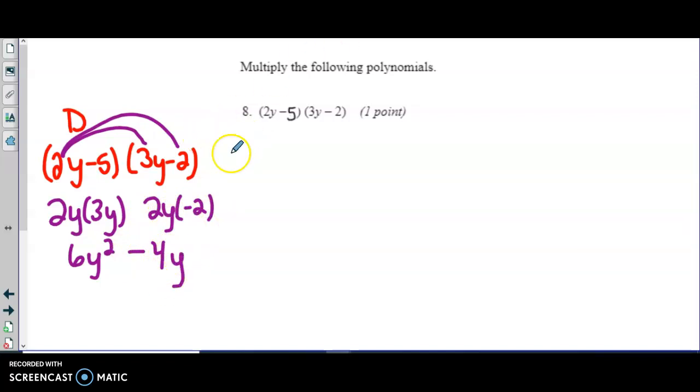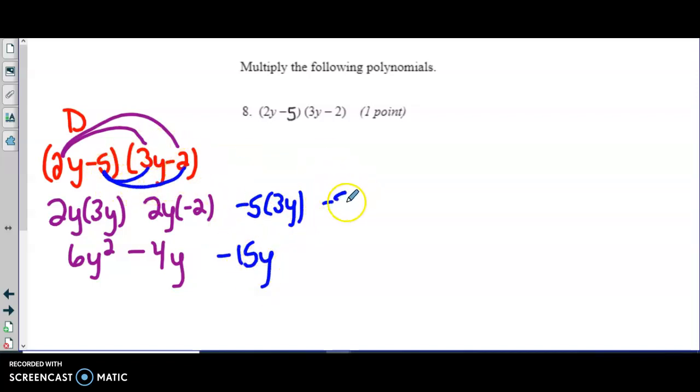But we're not done. We also have to distribute the negative 5, so we'd have to do negative 5 times 3y, which would give us negative 15y, and then we would have to do the negative 5 times negative 2, which gives us a positive 10. So we have to distribute the first term to each of them, and we have to distribute the second term to each of them. And then we're going to try to combine like terms.